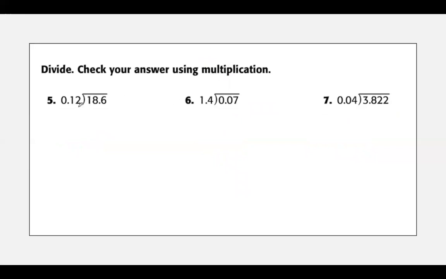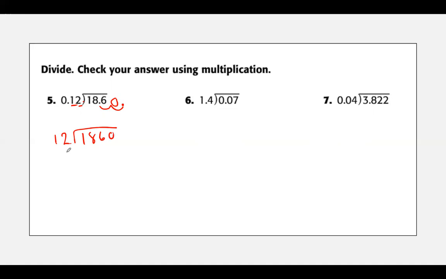Okay, here we go on this one. We have to make our divisor a whole number, move it 1, 2 places to make this 12. And then this one, I'm going to move it 1, 2 places. Remember, I've got an empty number there. I'm going to add the 0. So now it's 1860 divided by 12. Okay.